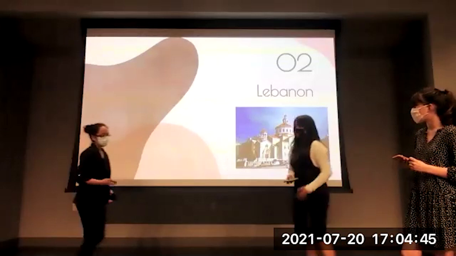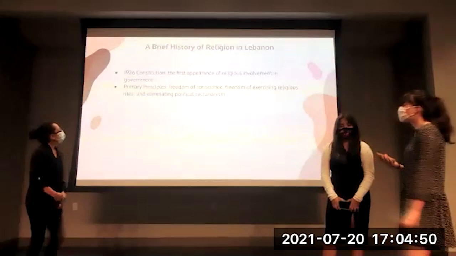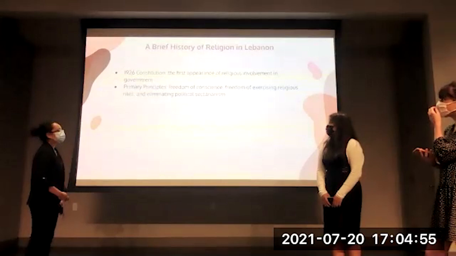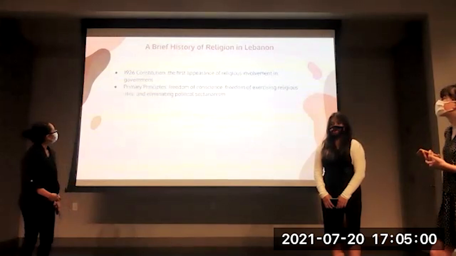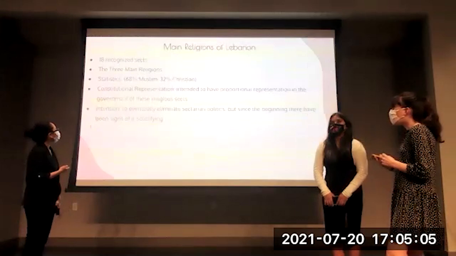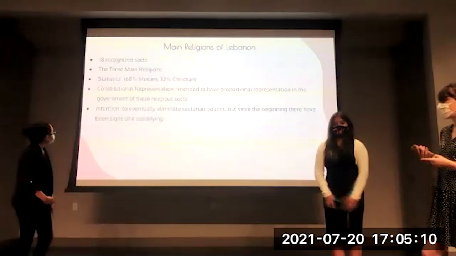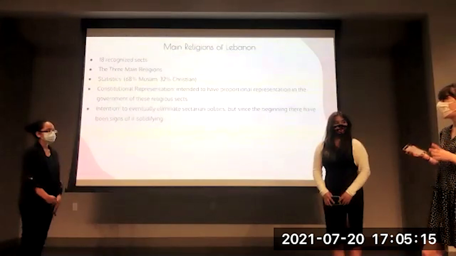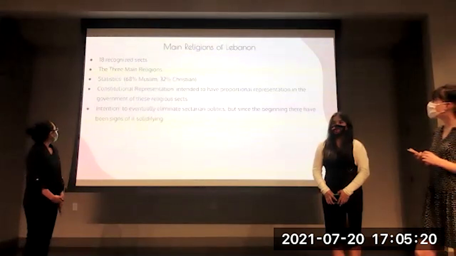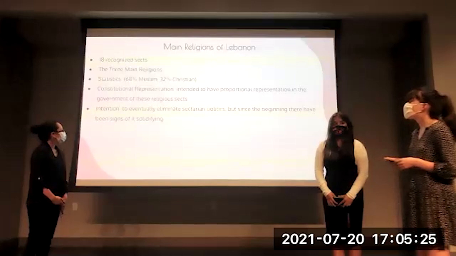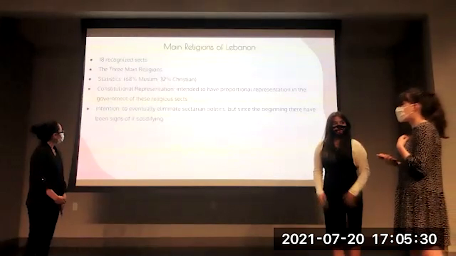So, a really brief history of religion in Lebanon. The first instance of religious involvement in government was in the 1926 constitution, and the primary principles of that constitution were freedom of conscience, freedom of exercising religious rights, and the elimination of political factions. There are 18 recognized sects in Lebanon and three main religions, which are Sunni Muslim, Shia Muslim, and Christianity. And those are each about a third of the general population. In the constitution, it was written to have proportional representation in the government of these different religions with the intention to eventually eliminate sectarian politics, but all it did was solidify them.